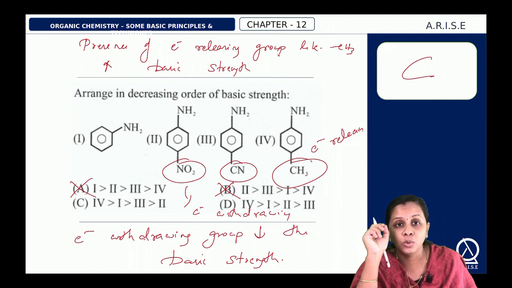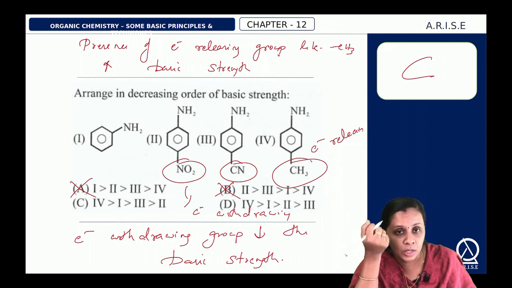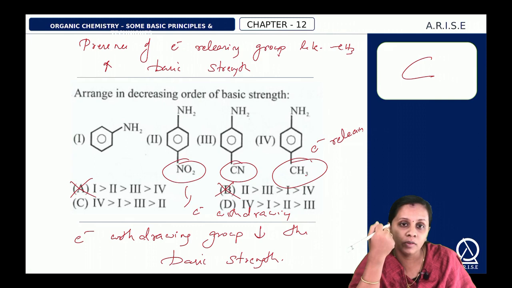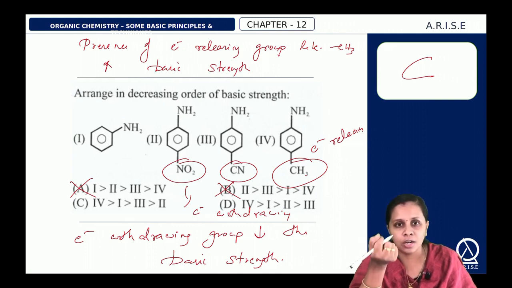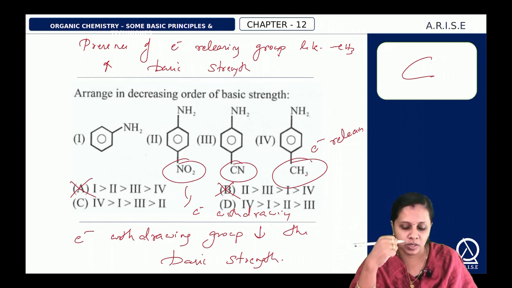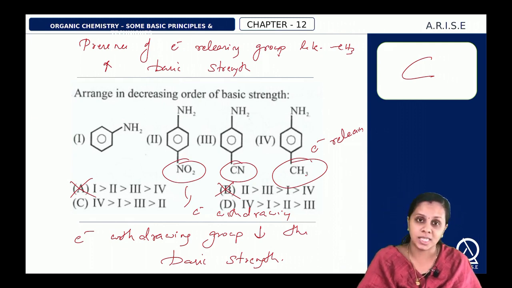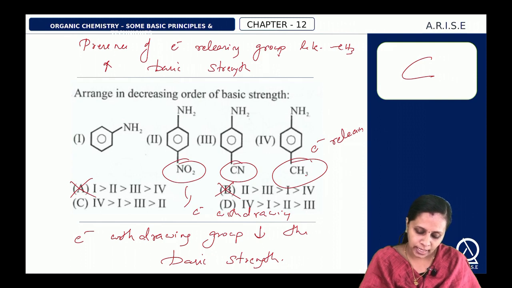So NO2 is having the greatest electron withdrawing effect. The one which is having NO2 withdraws the electrons of the benzene ring, which in turn withdraws the electrons of the NH2 group. Thereby it cannot donate lone pairs, thereby it is least basic. Okay. So it is option C. That is first which contains CH3, then you have aniline, then containing CN, then you have NO2.